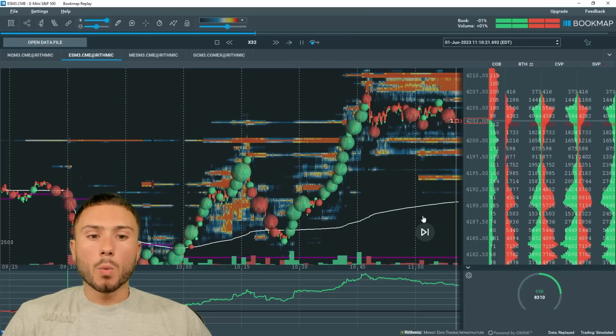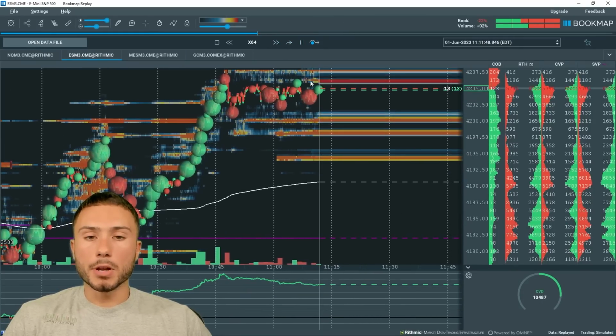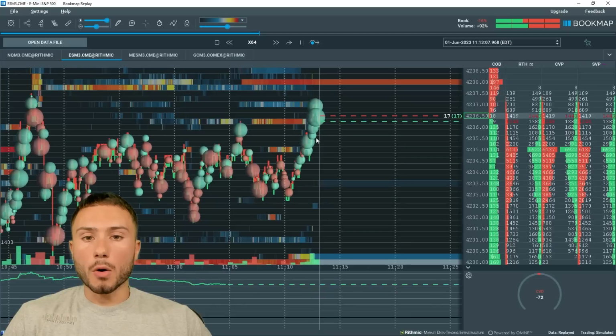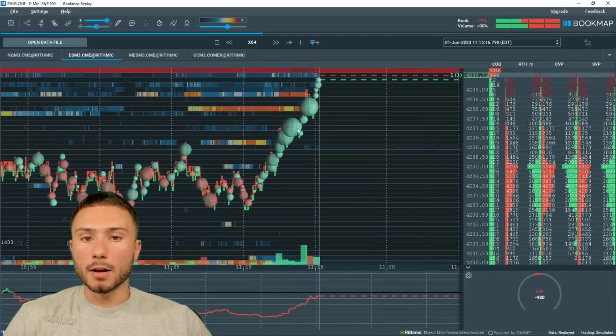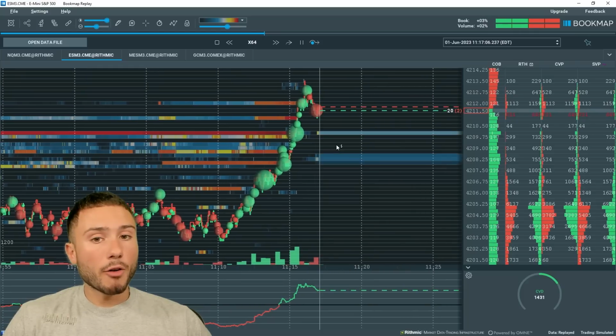Pulling up Bookmap, watch what happens when we break out over here. I'm going to speed up this tape. Keep a note on all the aggressive buying above 4210, right here when we break it. See all that aggressive buying?